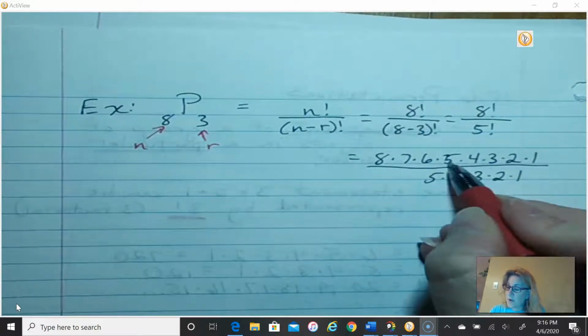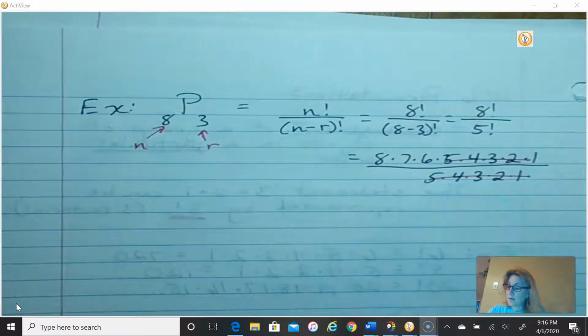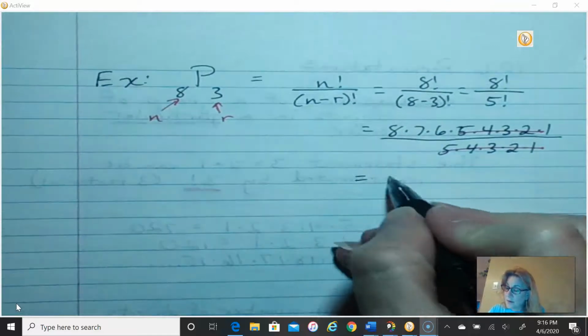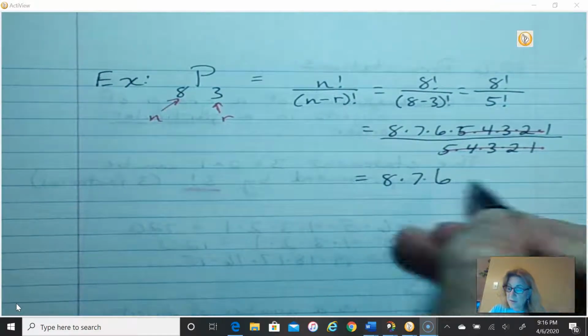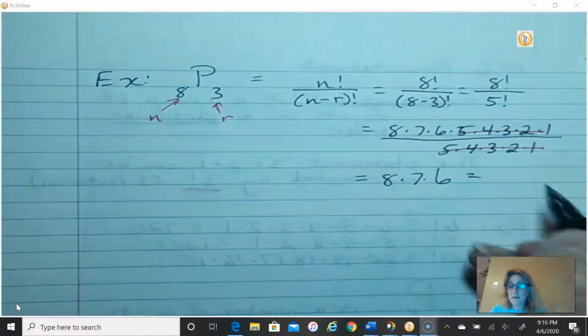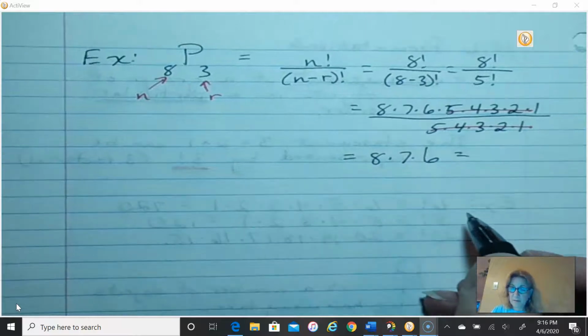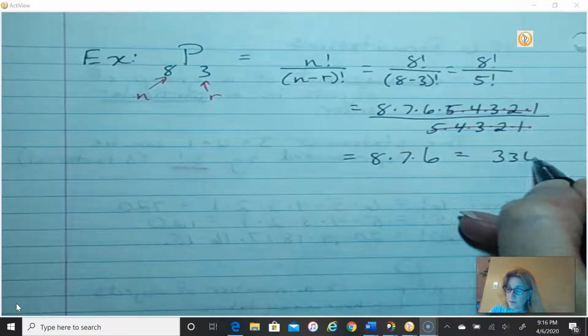5, 4, 3, 2, 1. Cross out. You're left with 8 times 7 times 6. Use your calculator if you need to, and you get 336.